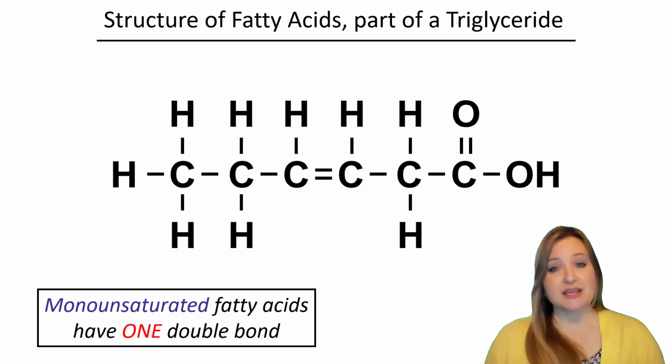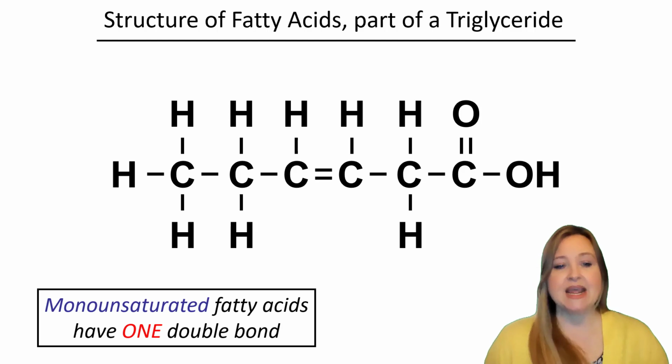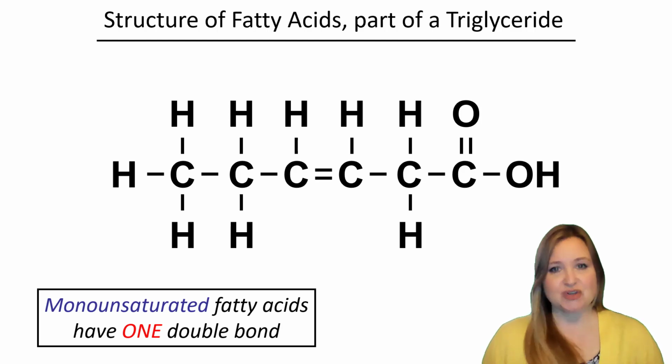Now, we call this particular fatty acid a monounsaturated fatty acid. Monounsaturated fatty acids have one double bond. So unsaturated fatty acids are going to have a double bond in that hydrocarbon part of the fatty acid. Monounsaturated means that there's a single, one double bond. So this structure we're looking at is a monounsaturated fatty acid.